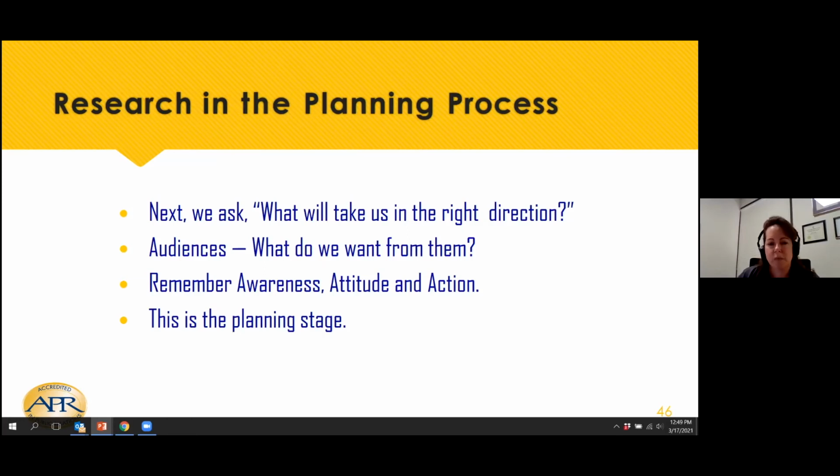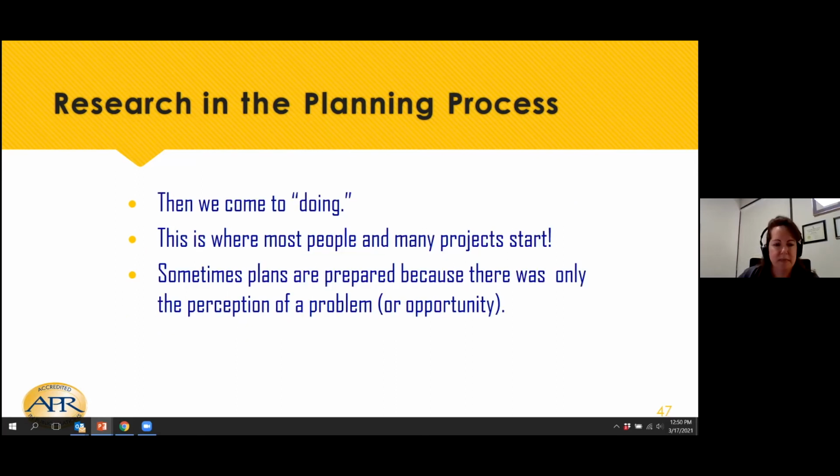So you're asking what will take us in the right direction? Who are your audiences and what do you want from them? So you're always thinking awareness, attitude, action, right? So that's what you're going to be measuring. So this is all part of the planning stage. And then you get into the doing, which is where most people in many projects start.